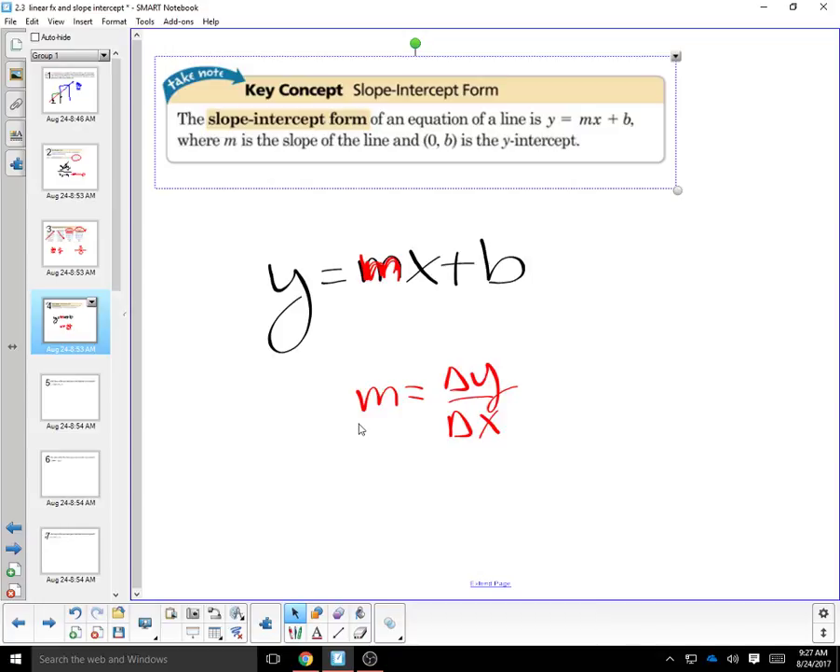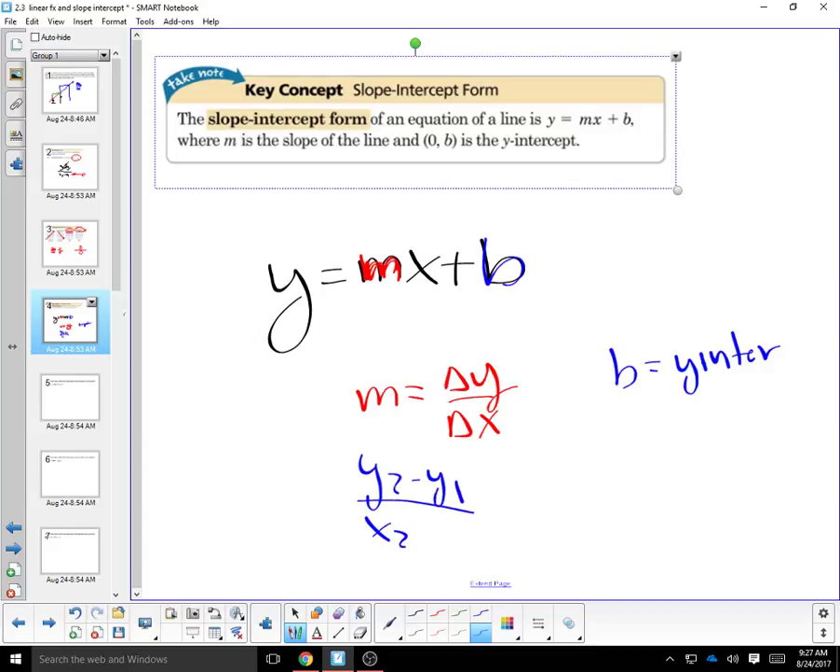And B is the y-intercept. I'll call it y-inter, okay? Now, of course, there's a couple formulas for those, but here's what's really nice to know. And like I said, the formula here was y sub 2 minus y sub 1 over x sub 2 minus x sub 1, correct? So all we're looking for is how y is changing, how is x changing. Super simple, correct?